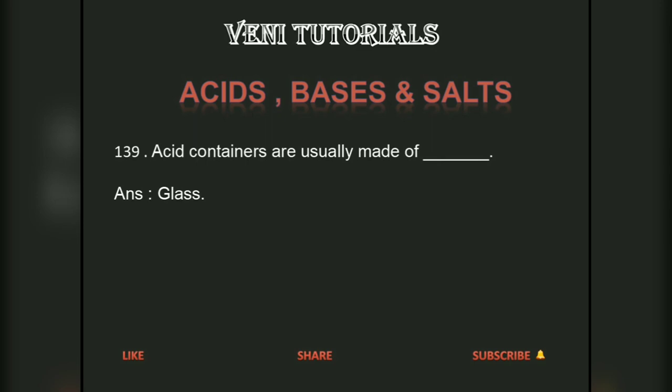Acid containers are usually made of dash. Answer: glass. All acids contain dash. Answer: hydrogen. Acid present in tea is dash. Answer: tannic acid. Acid present in butter is dash. Answer: butyric acid.